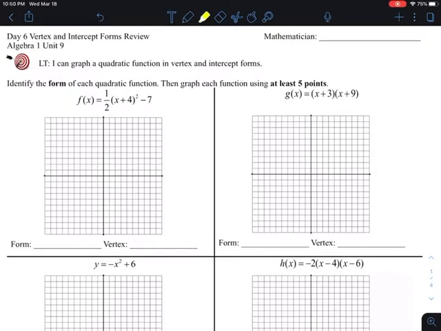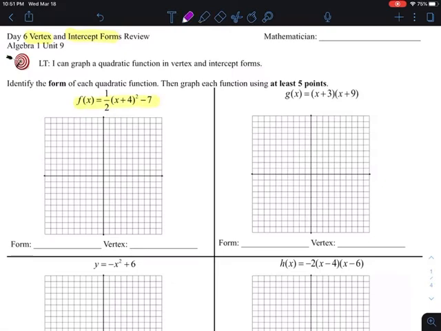Okay, hello everyone. Today we'll just be doing a review of vertex and intercept forms and how we can graph quadratic equations in each of these. You'll be working this on your own, but I just wanted to do a couple of examples with you guys to make sure you don't have any questions. So let's go ahead and look at the first one.